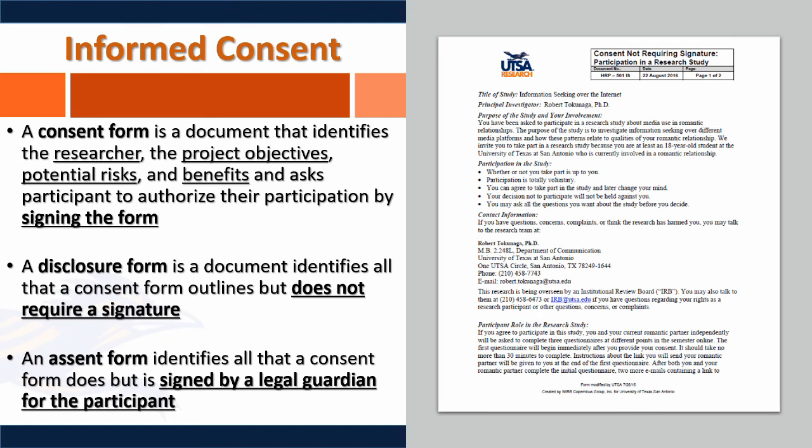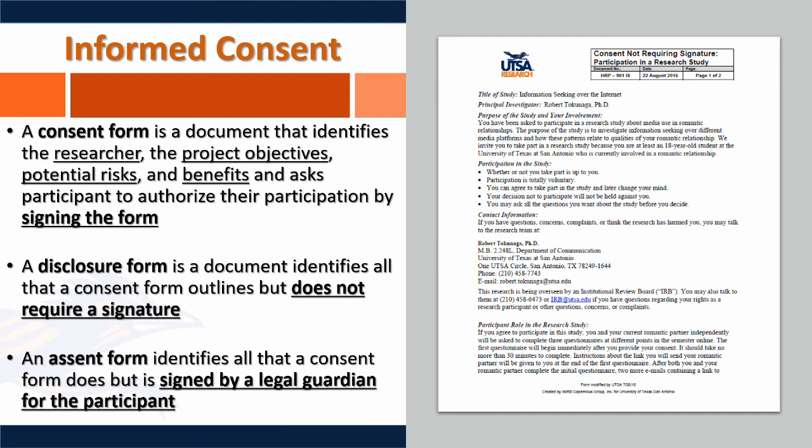Consent is given on the consent form with one signature. A disclosure form usually has everything on it that the consent form would have, with the exception that it does not require a signature. Disclosure forms are normally used in research that carries very minimal risks to participants.